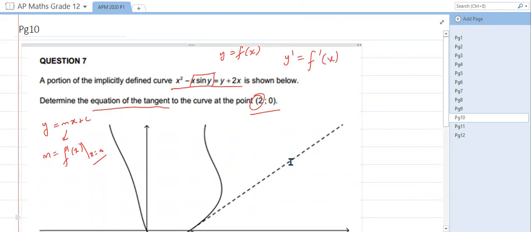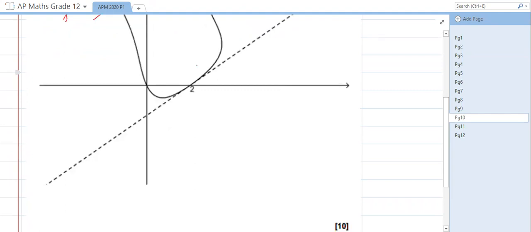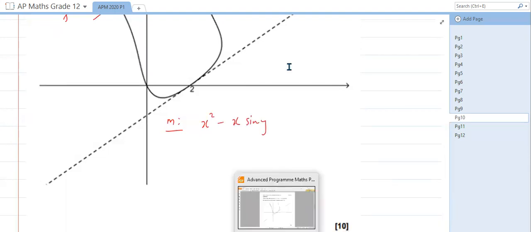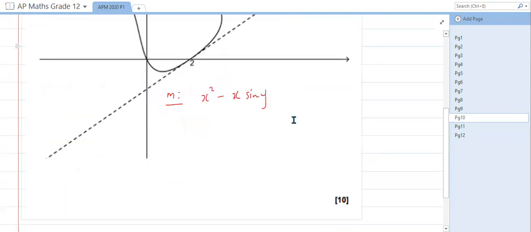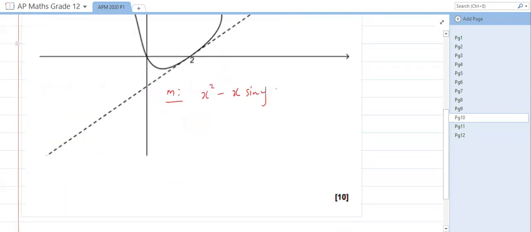Now let me write this equation down, since we are finding the gradient. It's x squared minus x sine y is equal to y plus 2x. Guys, you can do this in 5 minutes. Very simple question. We're finding dy/dx, the derivative. So this is 2x minus, product rule here.